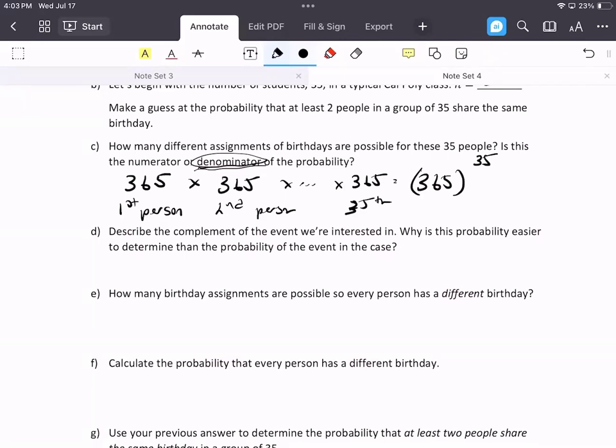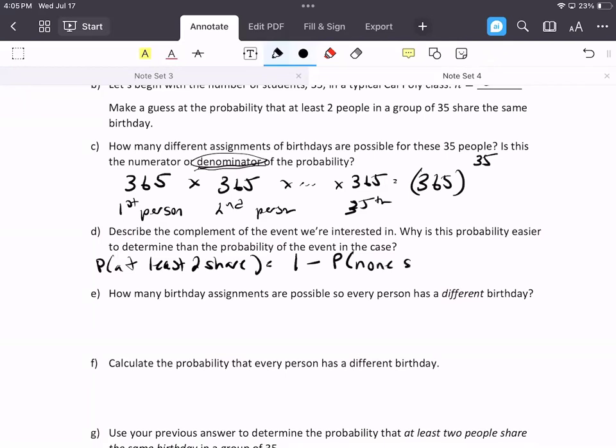Now let's describe the complement of the event we're interested in. All right, let's think about it. We want the probability that at least two share. We're going to use that complement, 1 minus the probability of what? Is it one shares? Well, no, that doesn't make sense, because if one person shares, they have to share with someone. The probability that at least two share is 1 minus the probability that no one shares.